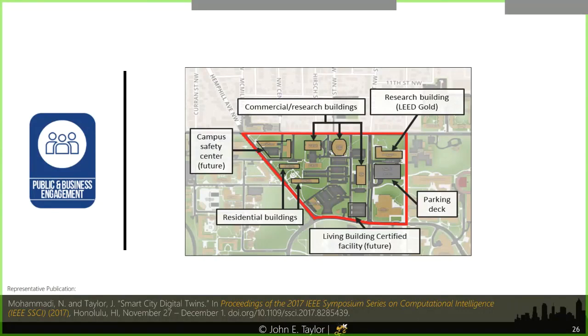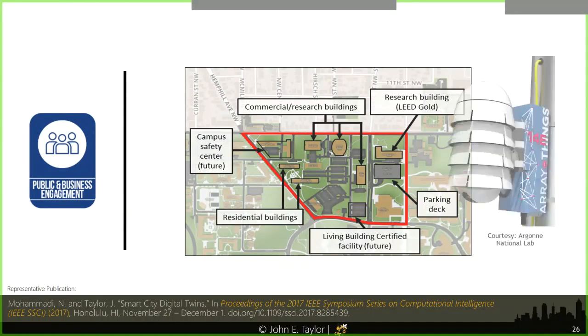So we have an area of campus that we've described as a super block that contains a number of important different types of building, like the Candida Building for Innovative Sustainable Design that I showed you earlier. At this point, it was just a parking lot there on the bottom of the graphic. There's parking deck, there's a LEED Gold research building, there are commercial and research buildings, a campus safety center that's been built, residential buildings. So it's like a community.